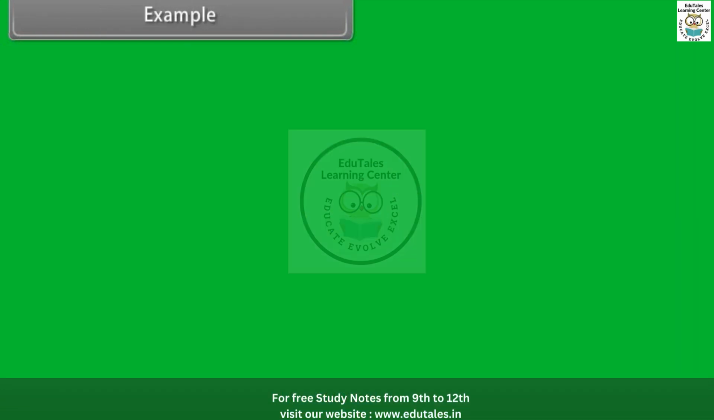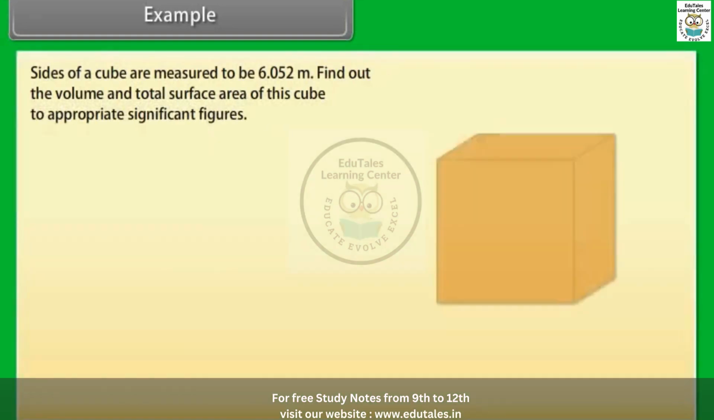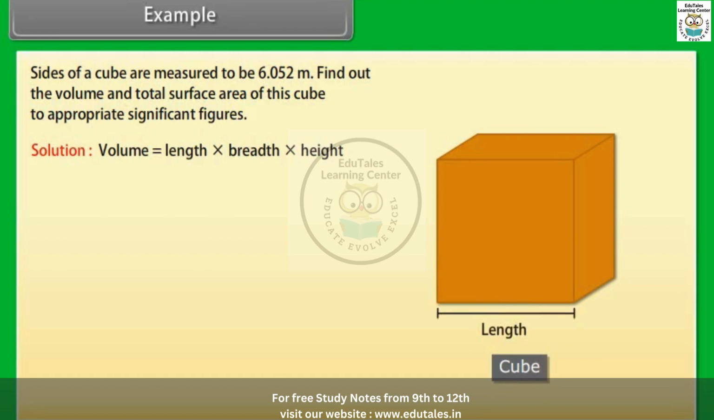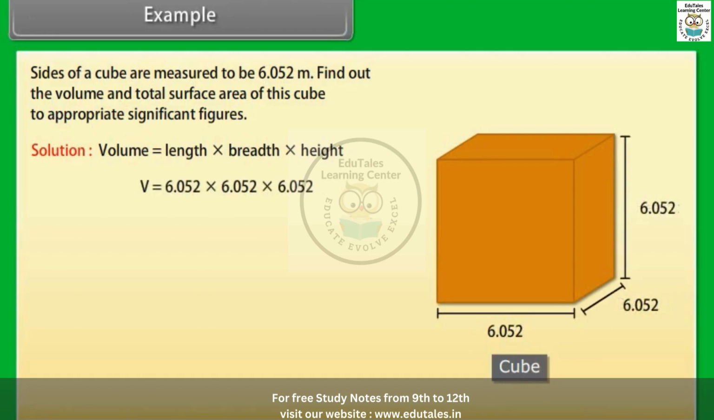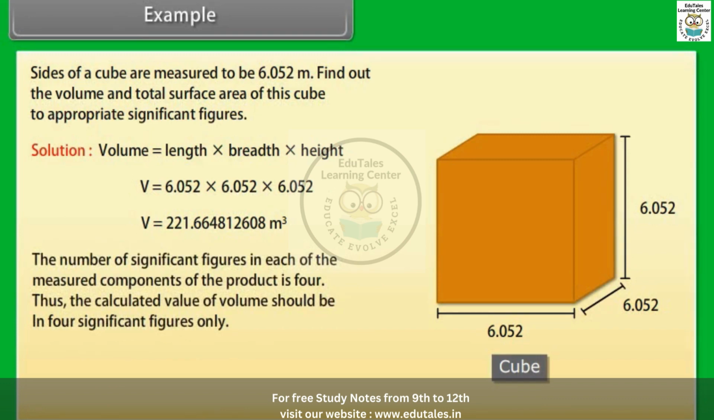Example. Let us take an example of significant figures. Sides of a cube are measured to be 6.052 meter. Find out the volume and total surface area of this cube to appropriate significant figures. Let us see the solution. Volume is equal to length into breadth into height. After calculation, we get V is equal to 221.665 meter cube. The number of significant figures in each of the measured components of the product is 4. Thus, the calculated value of volume should be in 4 significant figures only. Thus, V is equal to 221.7 meter cube.